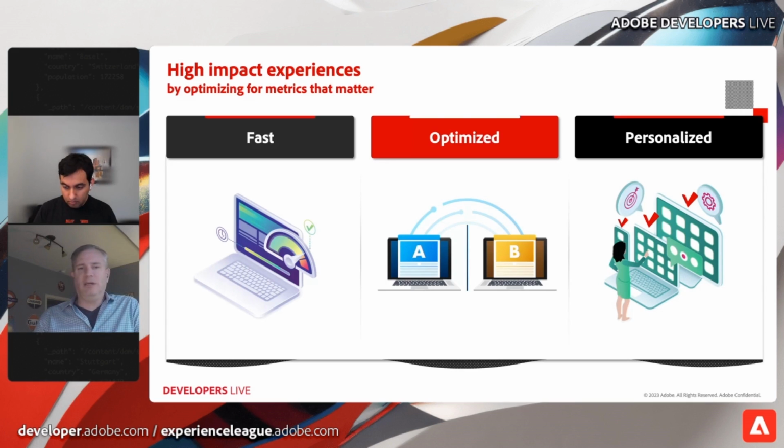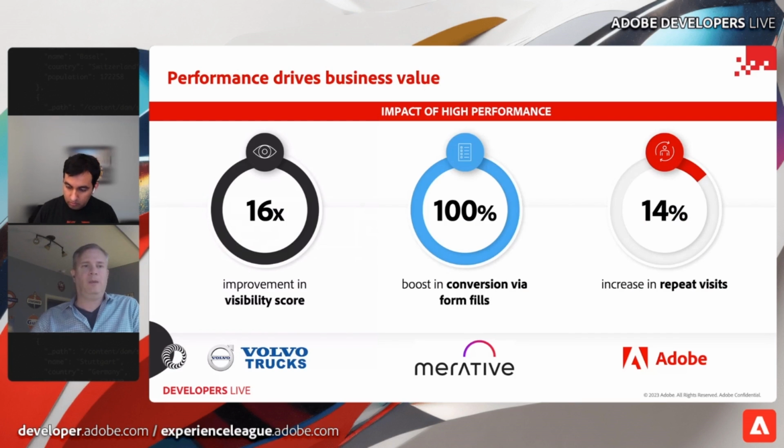The optimization, again, like the experimentation framework, we can do A/B testing, we can do personalization. You can just try out different things and certainly personalize. And what does that mean? So all those things, the impact of high performance.